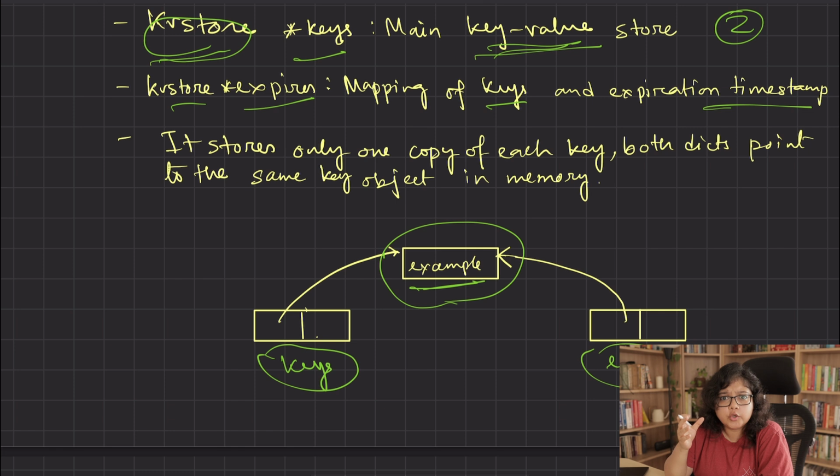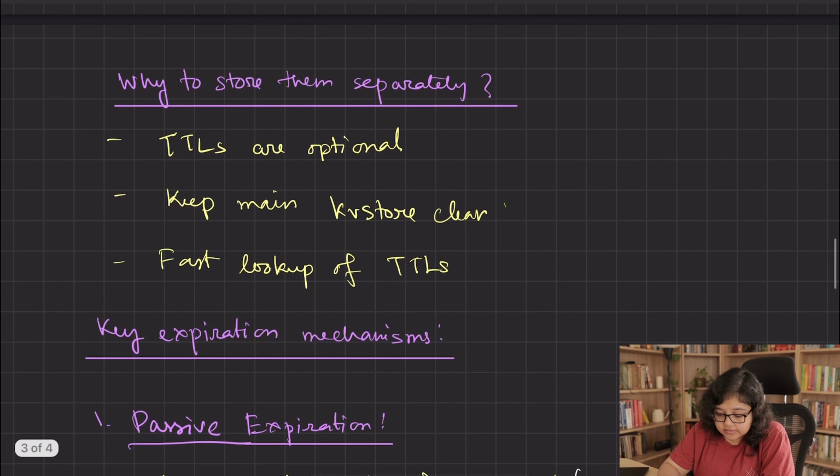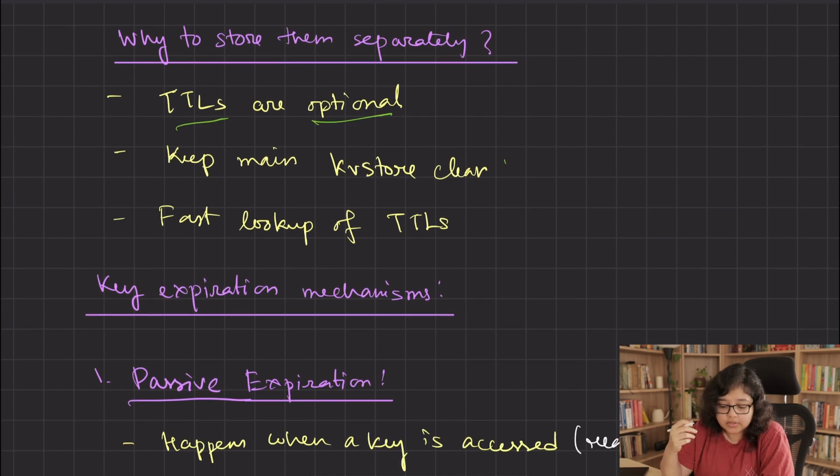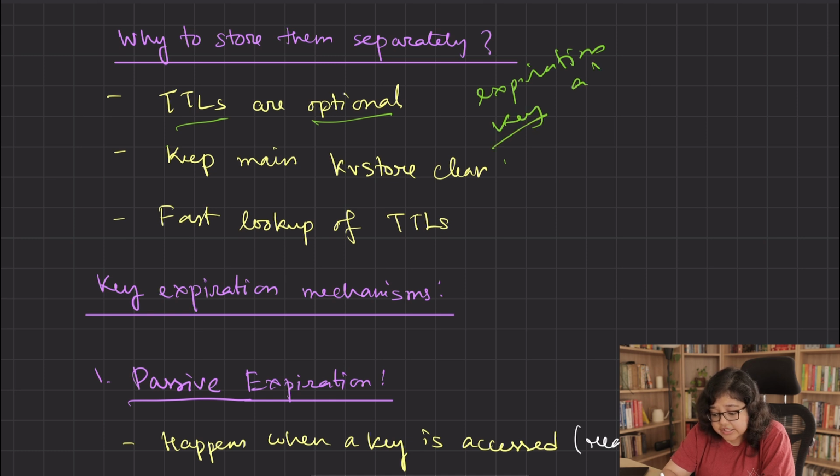But why do we need two data structures? Why can't we store the expiration metadata along with key value? The main reason is that the TTLs are optional. That means that some keys may have TTL while some keys may not. So if Redis had to store the expiration metadata along with key value, in that case for each key it would require additional space to store the information about TTL even when the key does not have TTL. And that would cost us space.